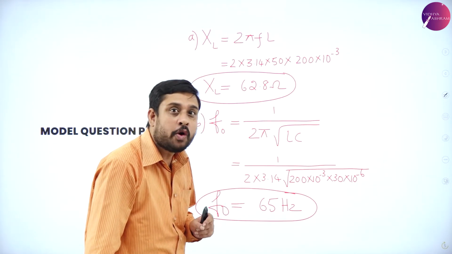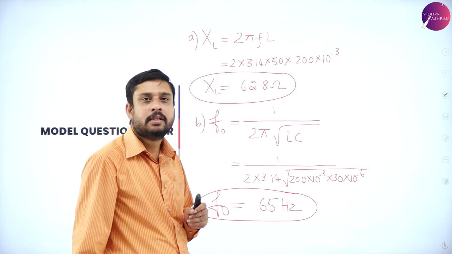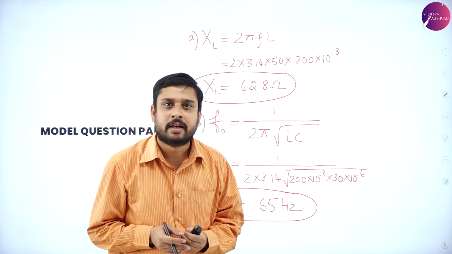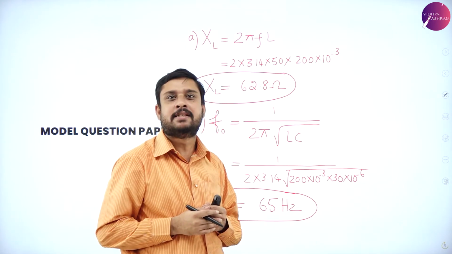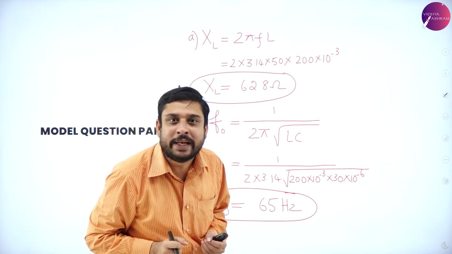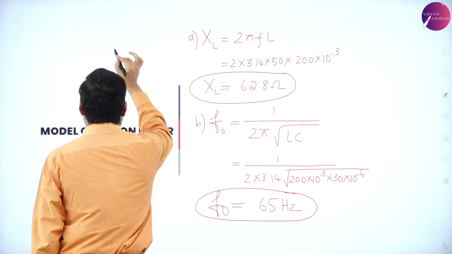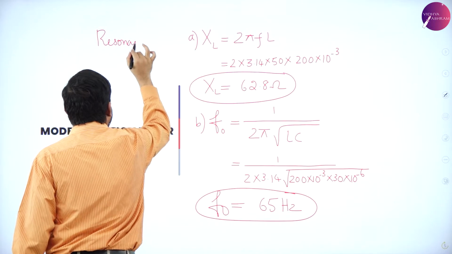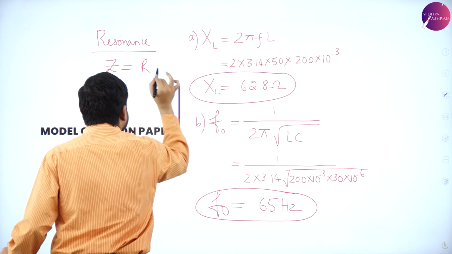Now I should also know the current flowing through the circuit. Again calculate XL, again calculate impedance. But my conceptual knowledge should help me minimize my efforts here, because I know that whenever resonance is achieved, Z is equal to R.